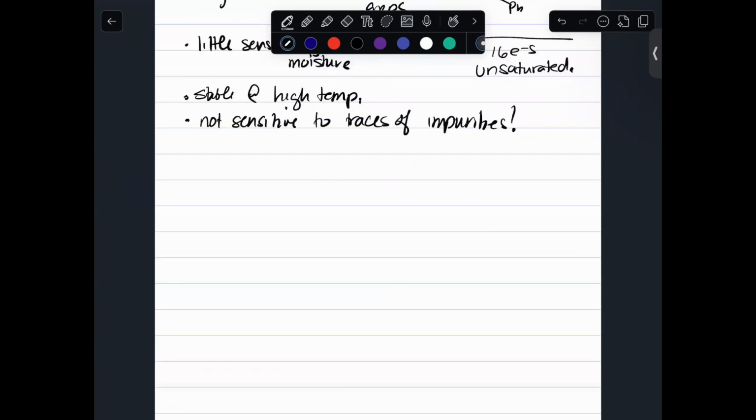So let me go ahead and jump into ring closing metathesis. And so our next part of the lecture will be ring closing metathesis.